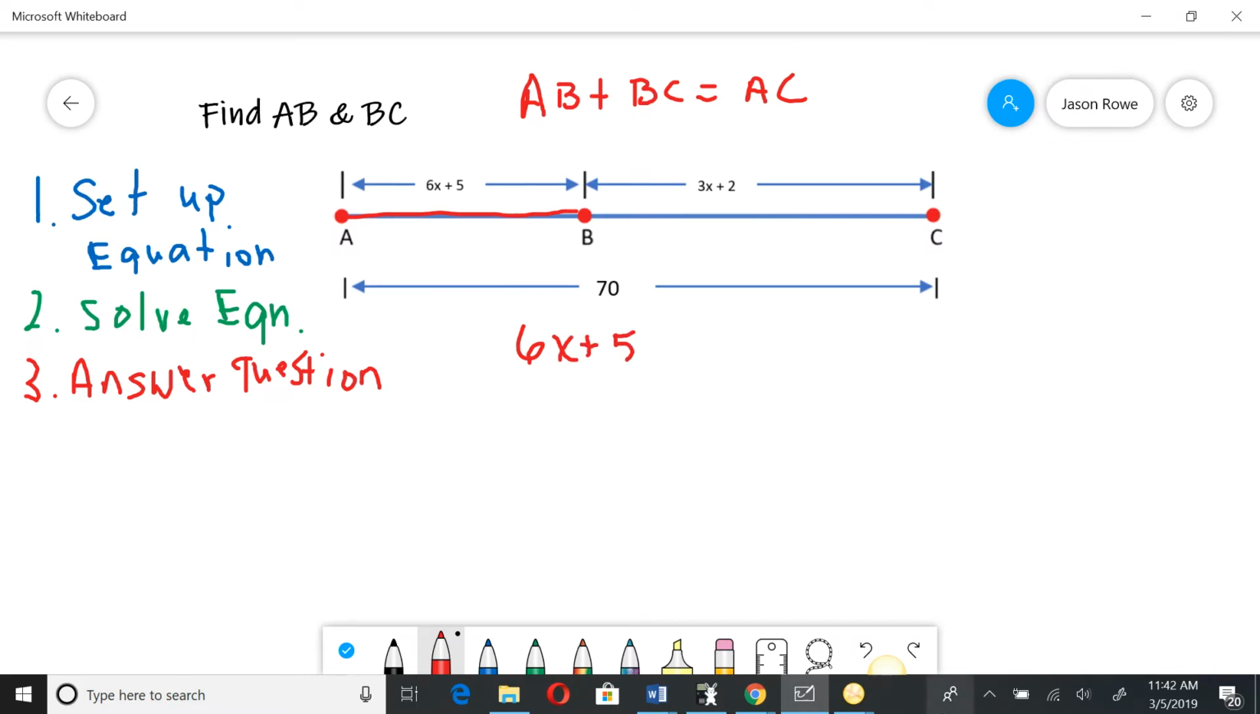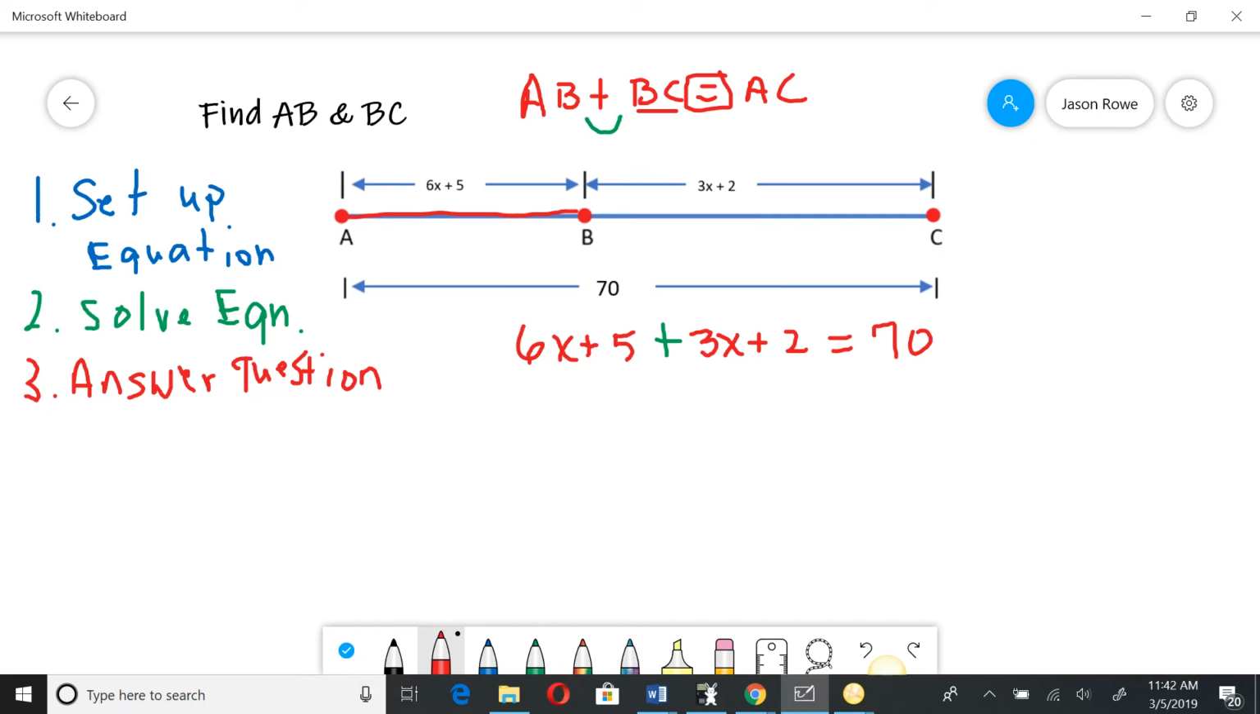So here is AB, 6x plus 5. So I need to add BC, excuse me, I'm going to add BC. BC is right here, 3x plus 2. And then that equals AC. And we know that AC goes from here to here, and that length is 70. So that is a multi-step equation.